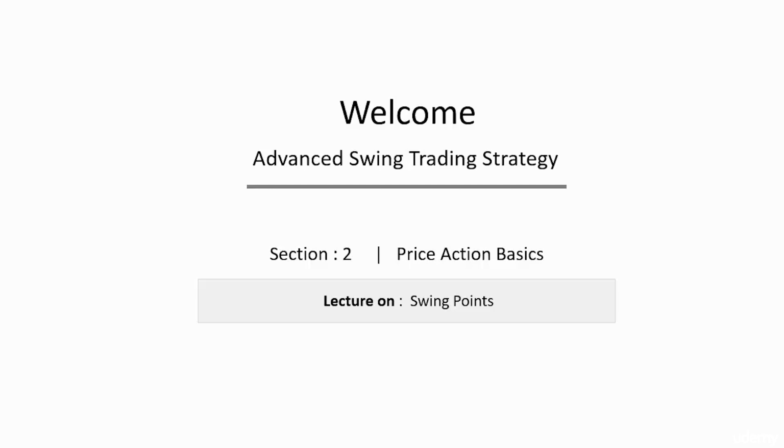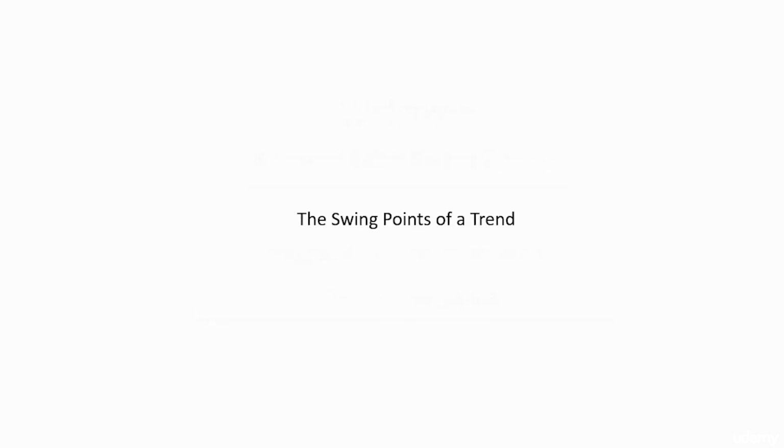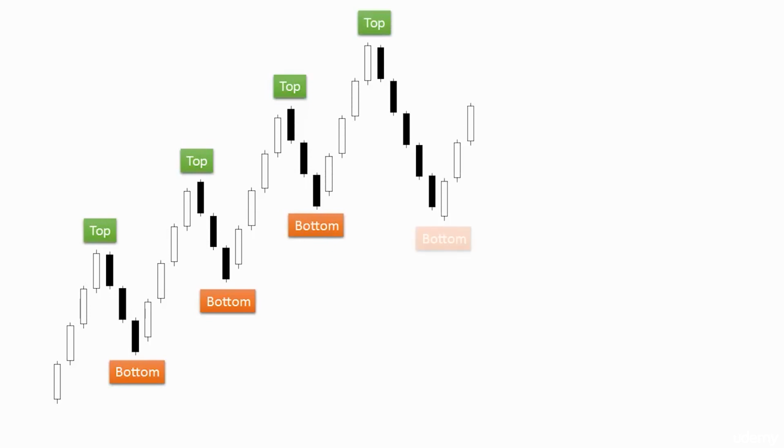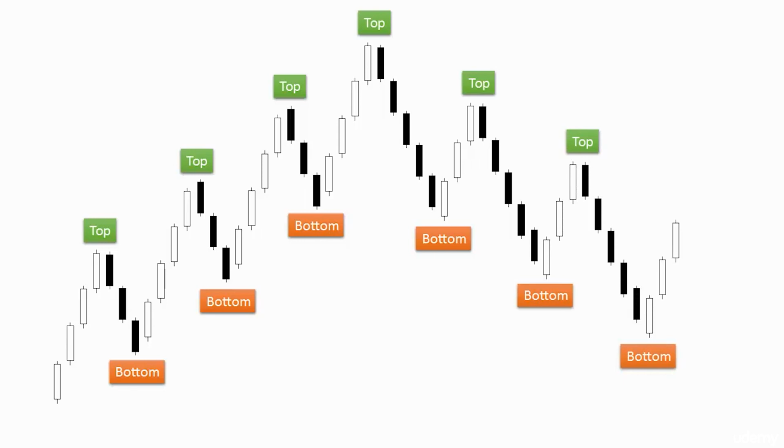Hello traders, welcome back. In the previous lecture, I discussed the basic structure of valid and invalid tops and bottoms in a price action chart. And in this lecture today, I will be talking to you about the swing points. The term swing point is basically used for swing trading. In a trending market, whether it's an uptrend or downtrend, price goes in a specific direction, or maybe we can say in the current trend direction, by continuously making the tops and bottoms. All the tops and bottoms are the swing points of a trend.